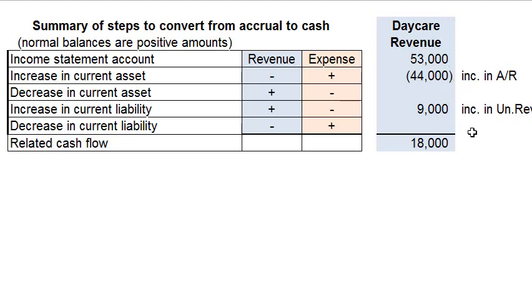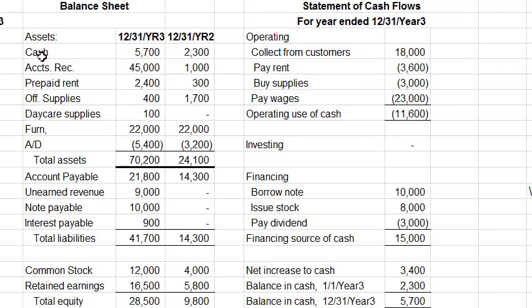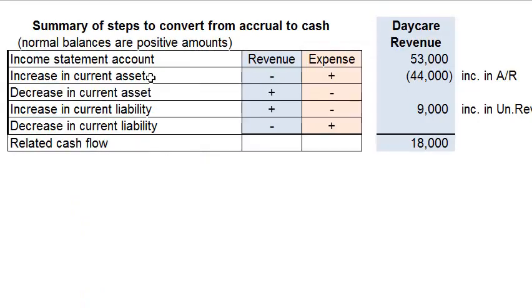Let's go take a look at the balance sheet. Here's accounts receivable. At the beginning of the year, there was $1,000 in the account. At the end of the year, there's $45,000. That's a $44,000 increase in accounts receivable. Since it's an increase in a current asset, we use this. We know we need to subtract that $44,000 increase in accounts receivable. So remember, this sign is telling you what to do with a change in a current asset account. It tells us to subtract it, so that's what we're doing here.